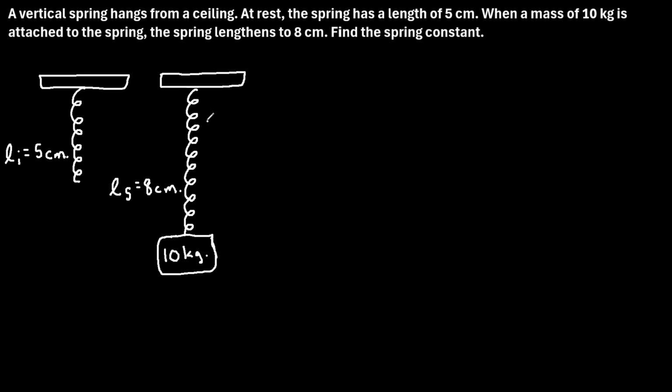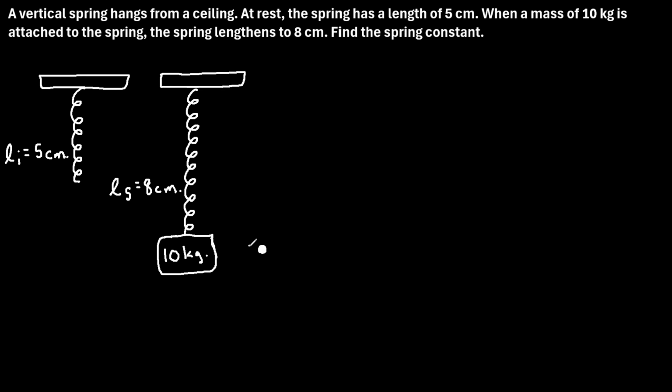So the spring constant is just a value that describes how stiff the spring is, or in other words, how difficult it is to actually stretch out this spring. So to solve this problem, here's what we can do. We can start by drawing a free body diagram. So for this mass right here, let's just draw a little dot to represent that mass.